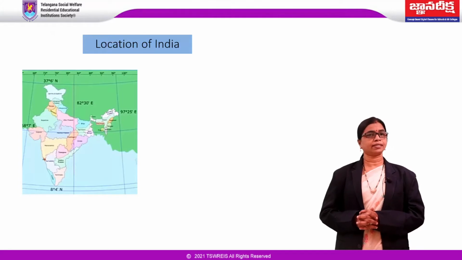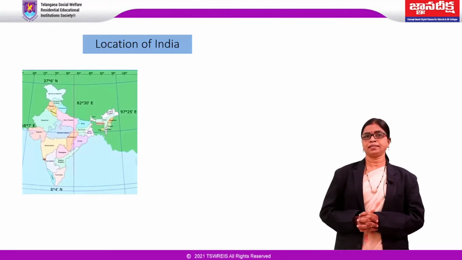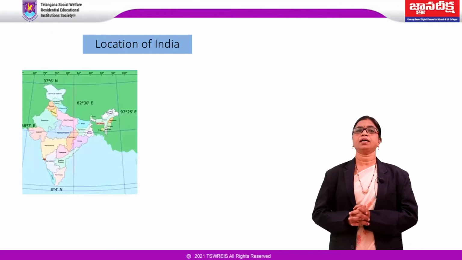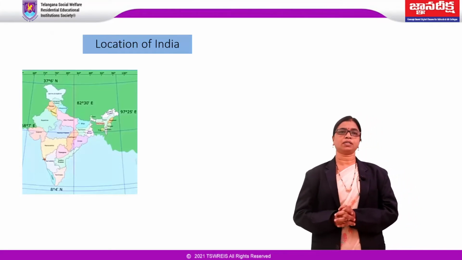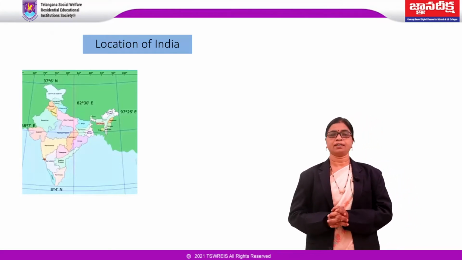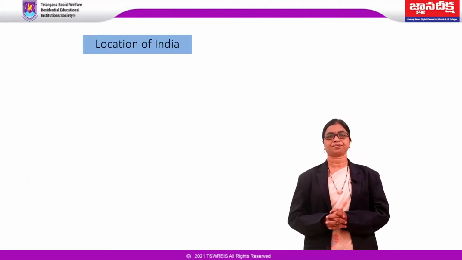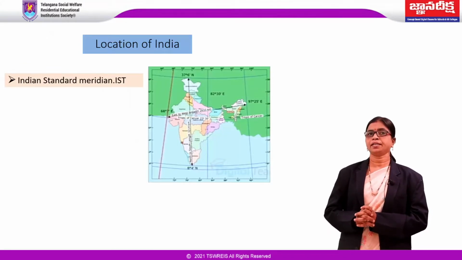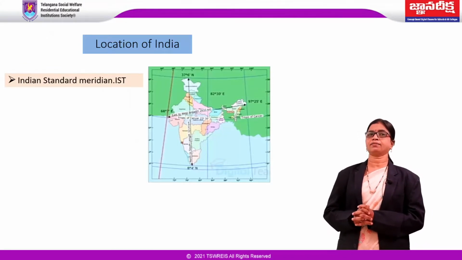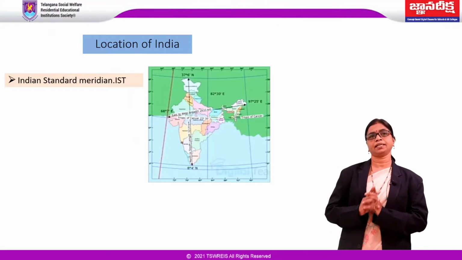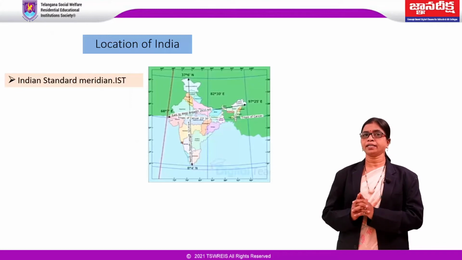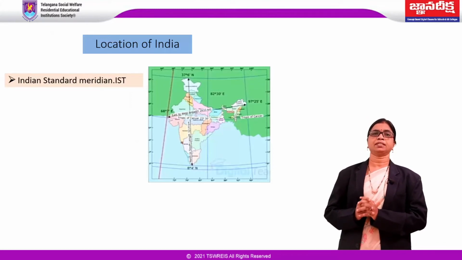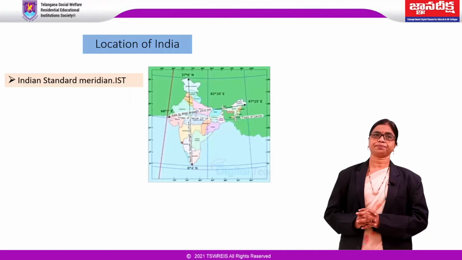Trade routes and fishing can also be carried out in India as it is located on the Indian Ocean with a long coastline of length 6,100 kilometers. On the globe, India lies to the north of the equator between 8 degrees 4 minutes and 37 degrees 6 minutes northern latitudes and 68 degrees 7 minutes and 97 degrees 25 minutes east longitudes.